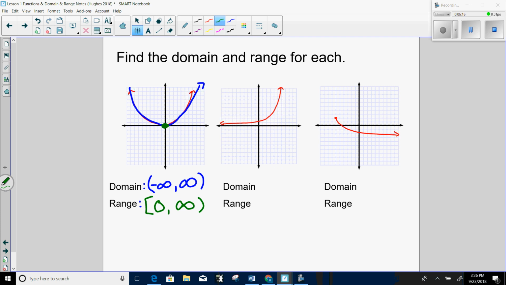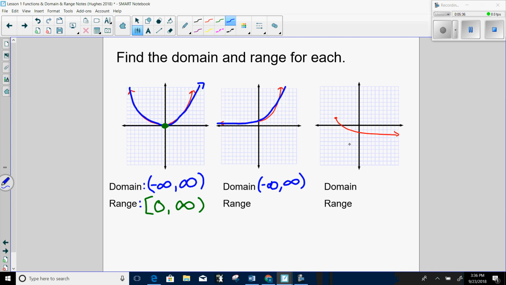So if I look at the next one, I have the domain, which is looking like this. Notice how this graph goes off to the left. So the domain would be negative infinity to positive infinity, because a graph never has a spot where it stops left to right. If we trace, there's never a spot where it's going to stop.